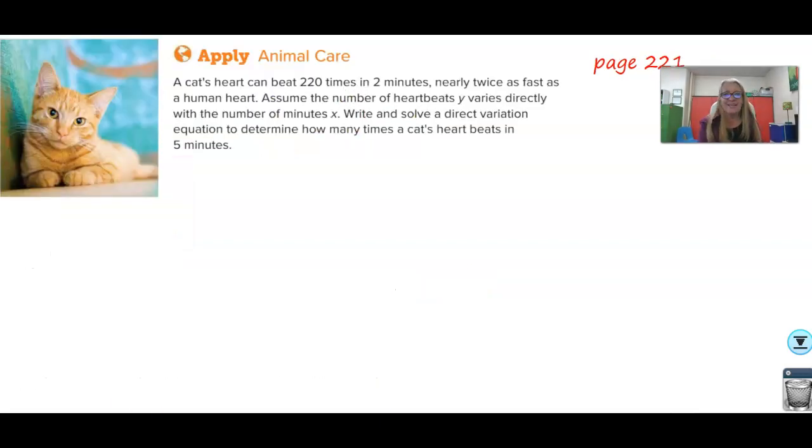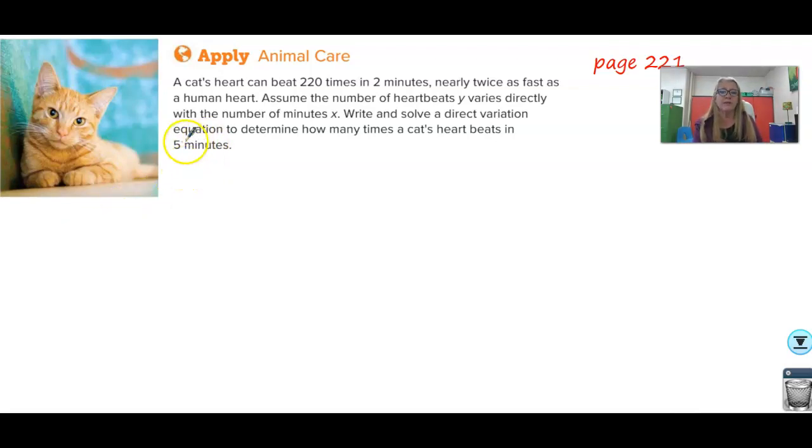Oh, look at the kitty. I love a kitty. Oh, a cat's heart can beat 220 times in 2 minutes, nearly twice as fast as a human heart. Assume the number of heartbeats, y, varies directly with the number of minutes, x. Write and solve a direct variation equation to determine how many times a cat's heart beats in 5 minutes.